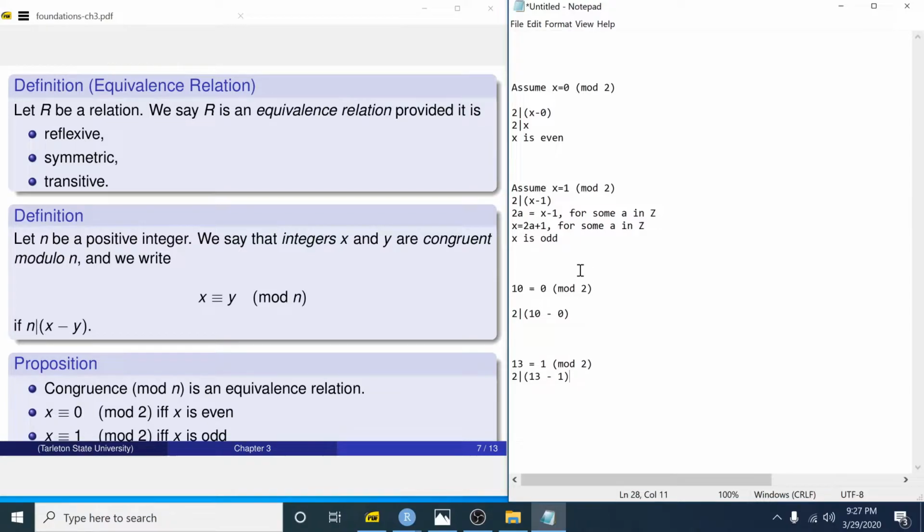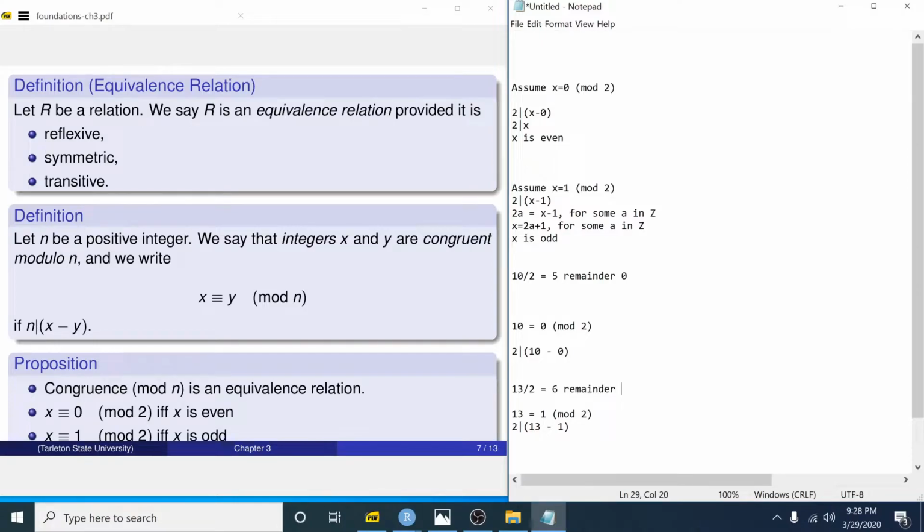This goes back to something that was said earlier: if you take 10 divided by 2, you get 5 remainder 0. So every even number, if you divide by 2, gives a remainder of 0, so all the even numbers are congruent mod 2. Whereas if you take any odd number, like 13 divided by 2, you get 6 remainder 1. The remainder for an odd number is always going to be 1, and therefore all odd numbers are congruent to 1 mod 2.